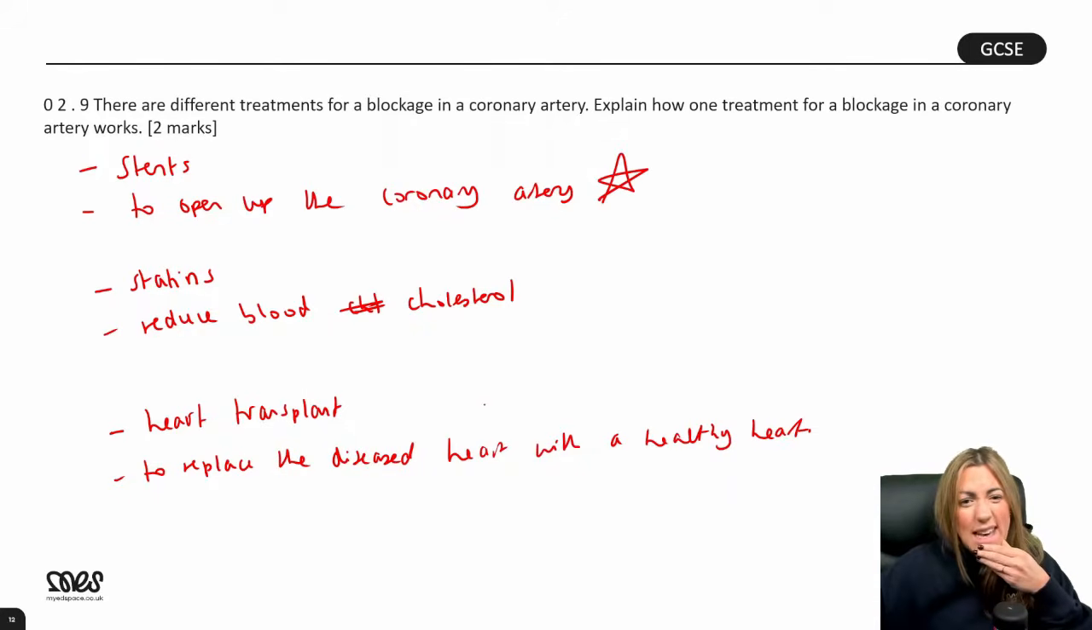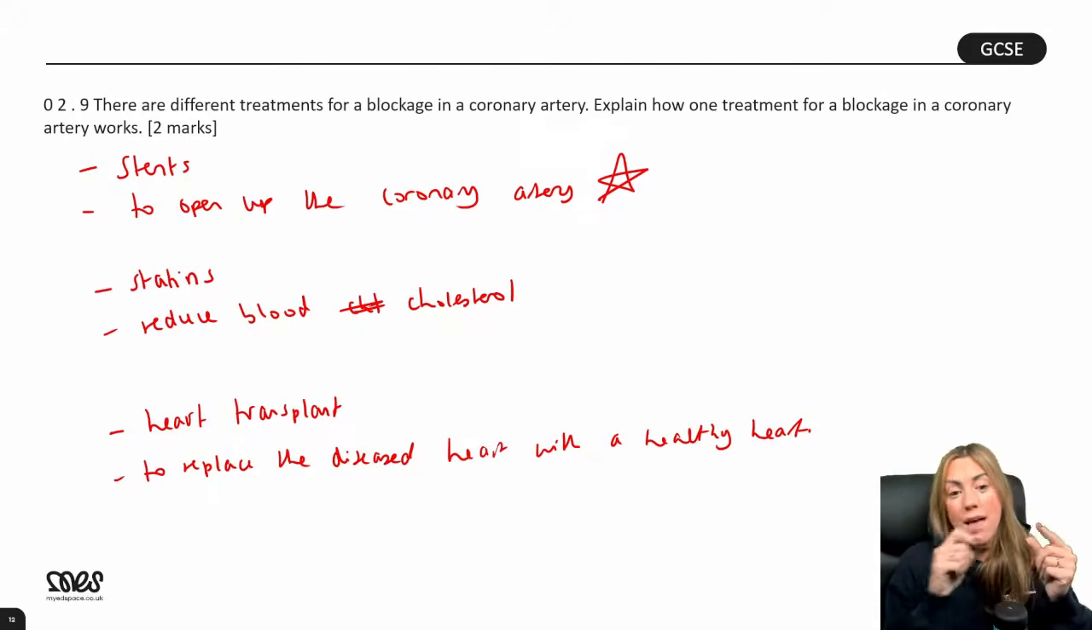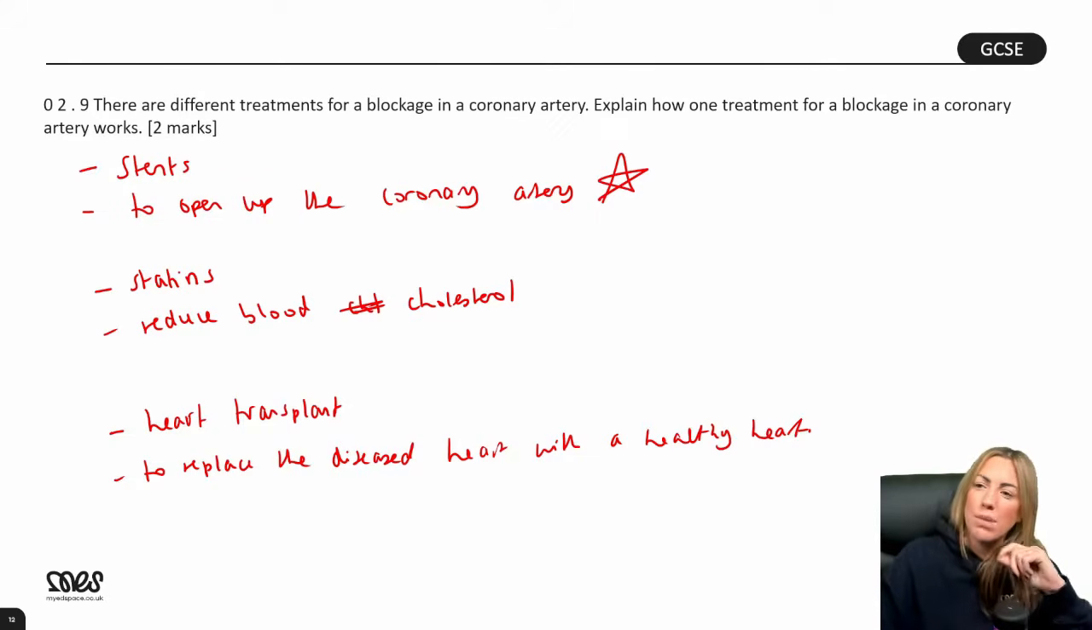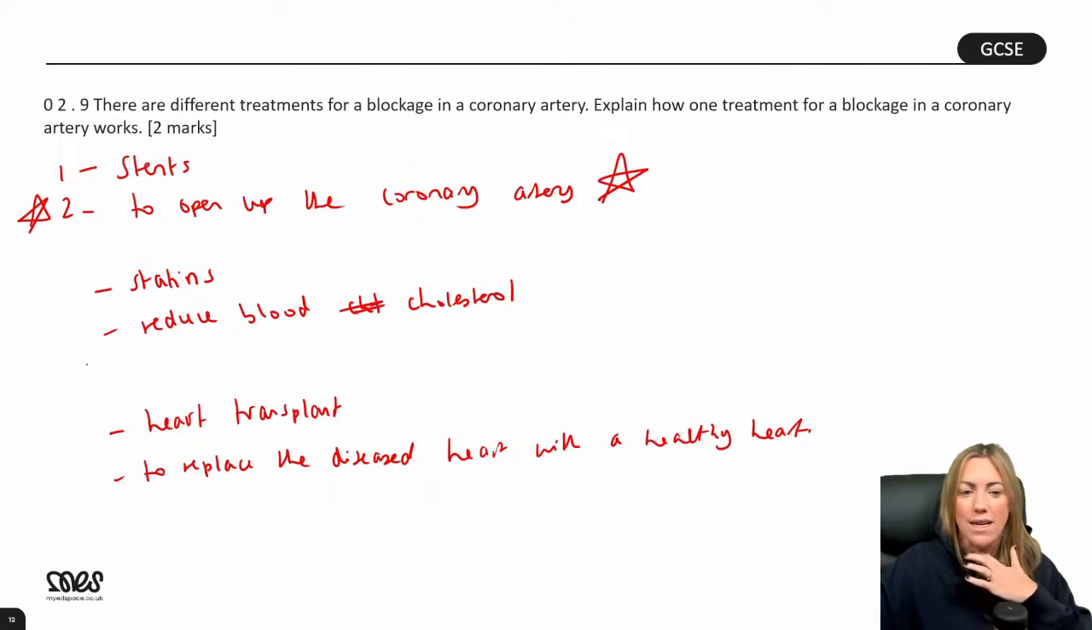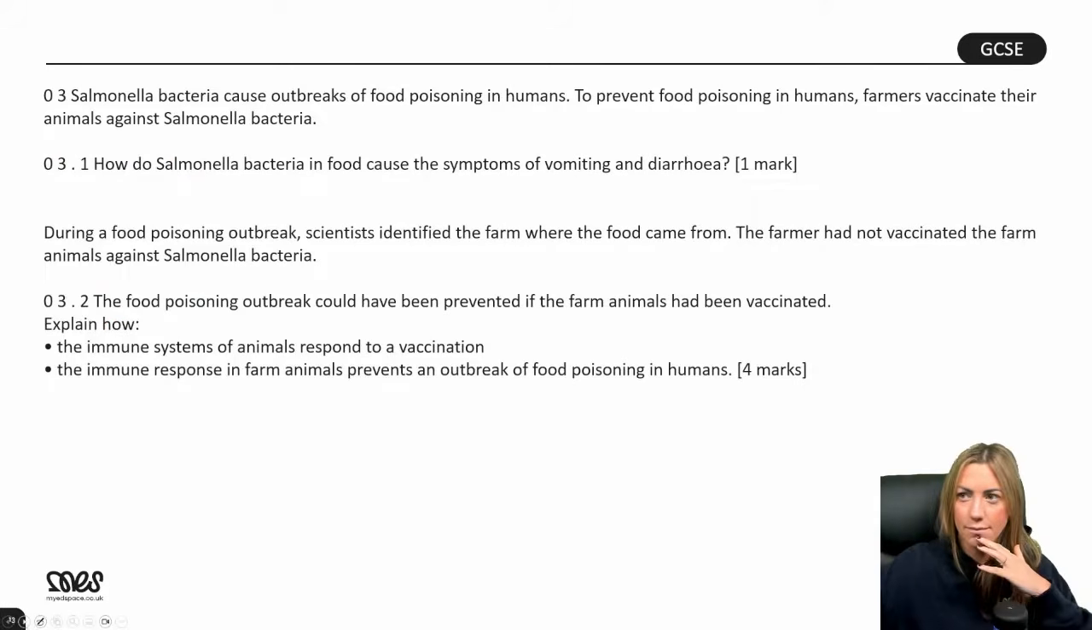You could even say carry out a heart bypass where other blood vessels are connected so the blood can bypass the blocked vessel. So you can take a blood vessel from somewhere else in the body and connect that, and then the blood doesn't have to go through the coronary artery. It can go through the new vessel or the bypass. But you're probably going to go for this, and this is an easy 2 marks. Just name the treatment and then describe briefly how that treatment works.